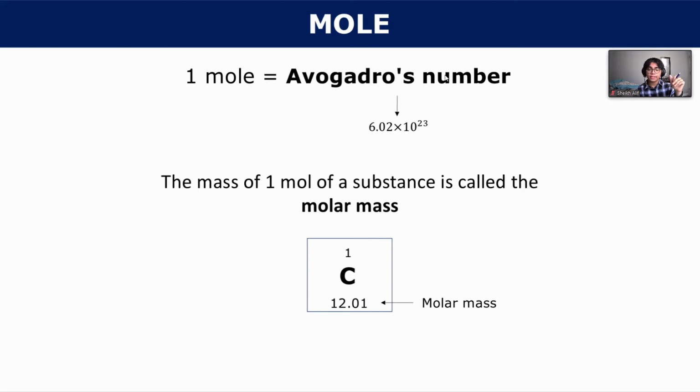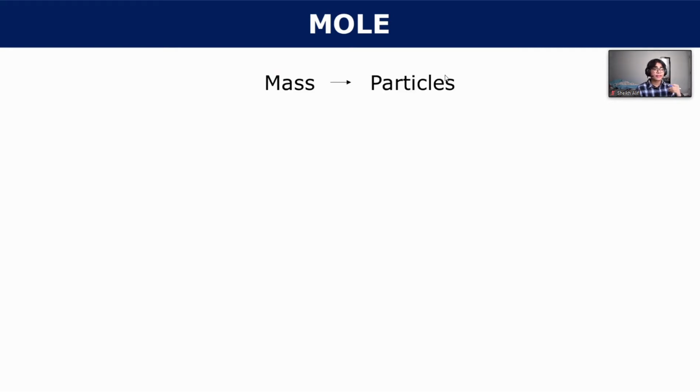Usually, if you have a periodic table, the molar mass is listed under the element symbol, and I'm realizing there should be a 2 there. That's carbon, not hydrogen. But yeah, the mass of 1 mole of a substance is called the molar mass. So 1 mole of carbon is 12.01 grams. The great thing about a mole is that we can use it to relate mass to particles.